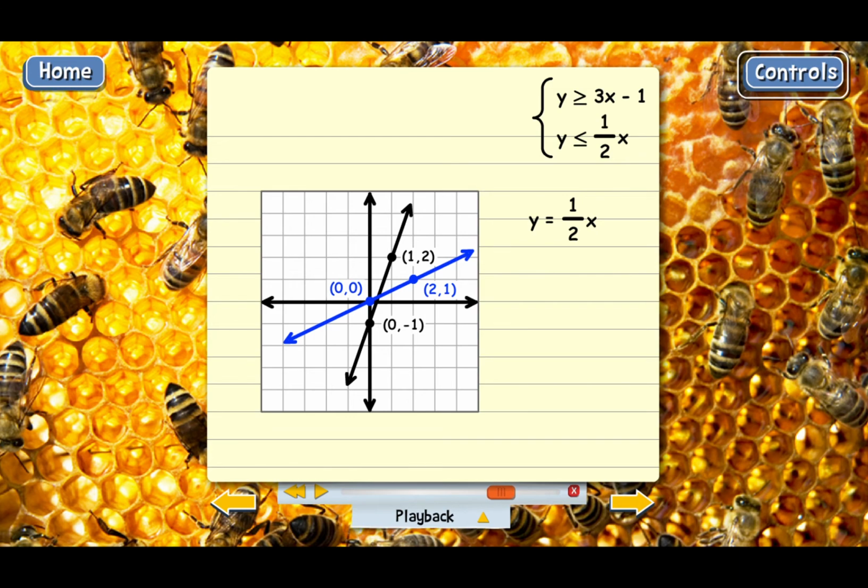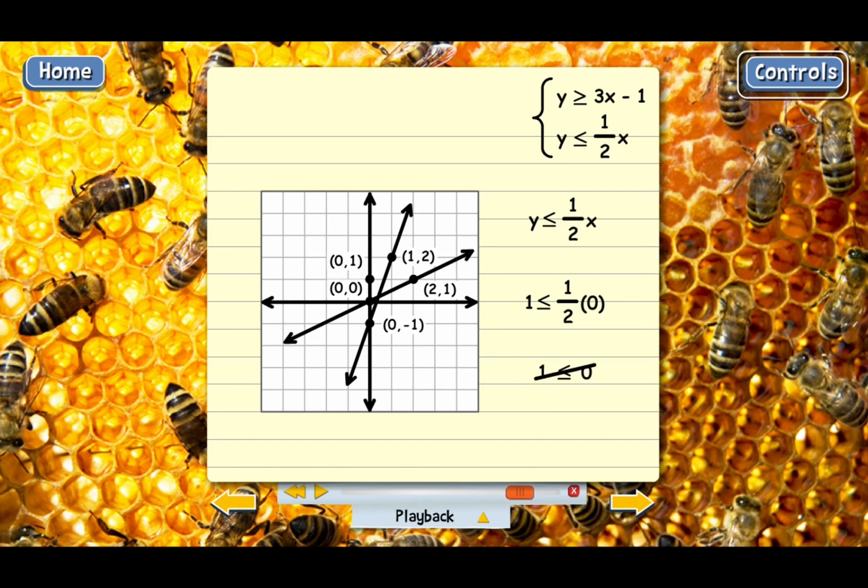Now that we've graphed the line, we need to determine which side of the line is going to have shading. Remember, last time we used the point 0, 0, but in this case we can't use this point to test whether it gives us a true or false value because it's located on the line. So we need to pick a different point. The next easiest point is the point 0, 1. When we plug the point 0, 1 into the inequality, that gives us 1 is less than or equal to 1/2 times 0, or 1 is less than or equal to 0. We know that this is false because 1 is greater than 0.